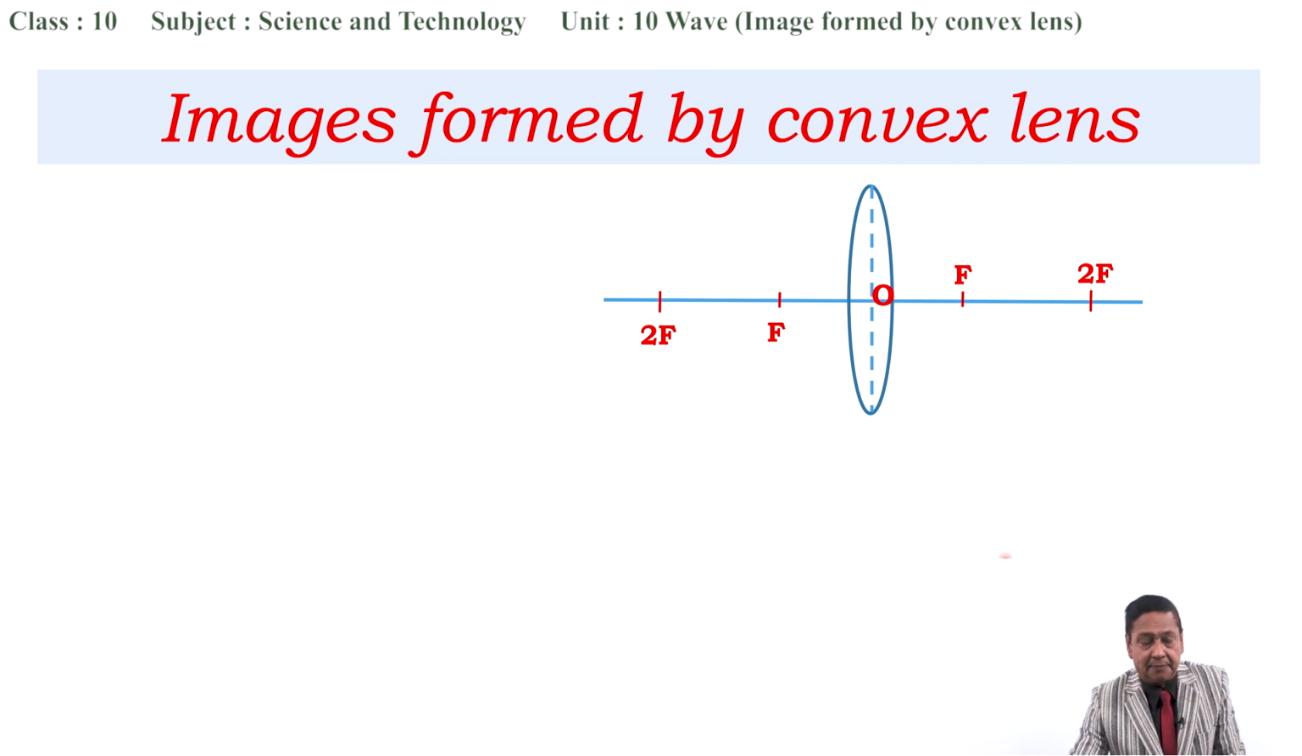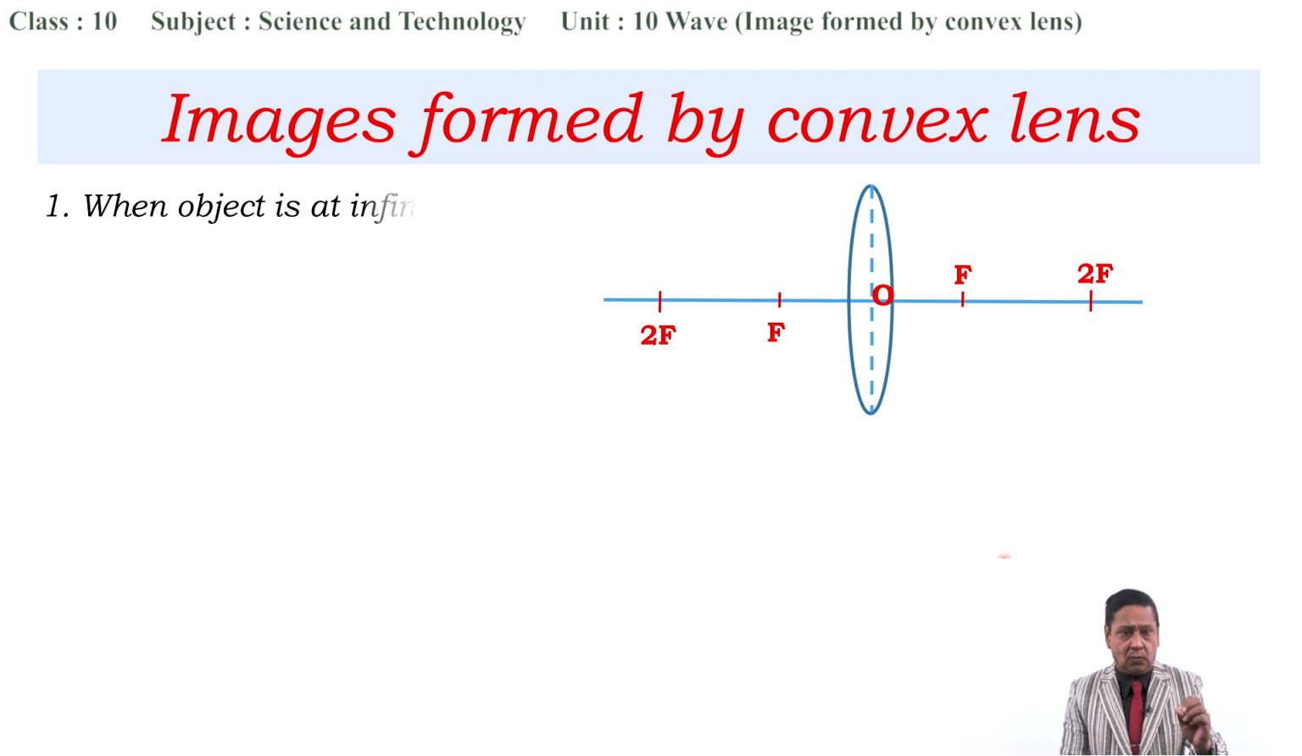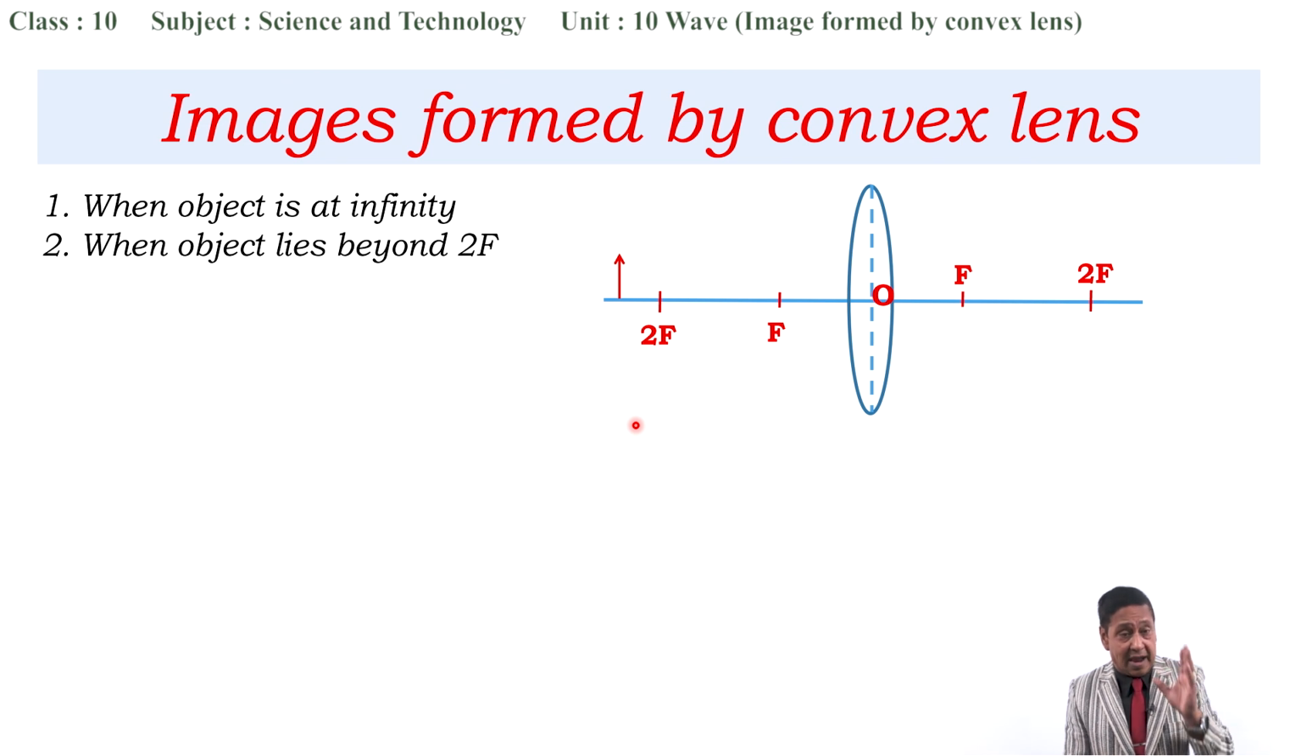Okay, now we are going to draw 6 different types of image. First, we'll draw one diagram in which we'll take the object at infinity. When object is at infinity, we'll draw one diagram for that. And if the same object is taken a little closer, I mean to say a little beyond 2F, somewhere here, if object is taken at this place, then we'll make another ray diagram for it, and the heading will be when object lies beyond 2F. We'll make another diagram, second diagram.